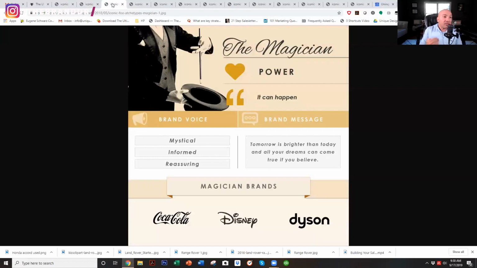So the next archetype is the magician, and they're focused around power. And their quote of the day would be, "It can happen." So their brand voice would be mystical, informed, reassuring. And their message is, "Tomorrow is brighter than today, and all of your dreams can come true if you believe." So here are some magician brands: Coca-Cola, Disney, Dyson Vacuum. So these are all magician brands.